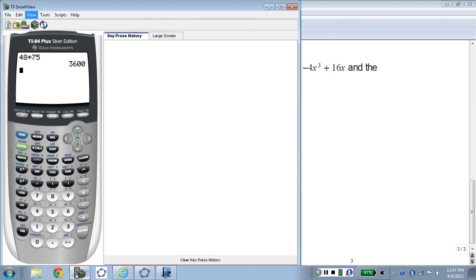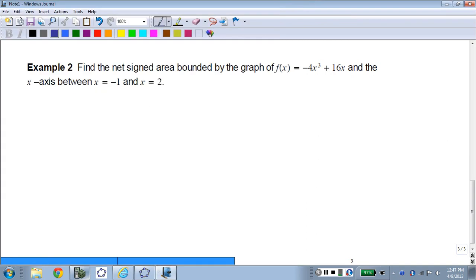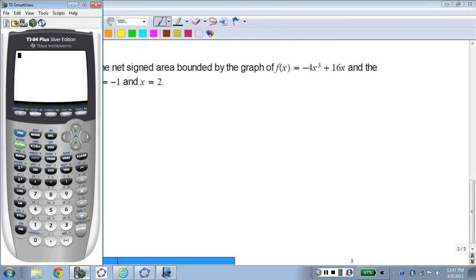It might be completely below the x-axis on that interval, but hopefully to illustrate my point, it will at least go below the x-axis. That's pretty close. That's not it, though. Negative 4x cubed, okay, so it wasn't that close, plus 16x. And I left off the negative side.